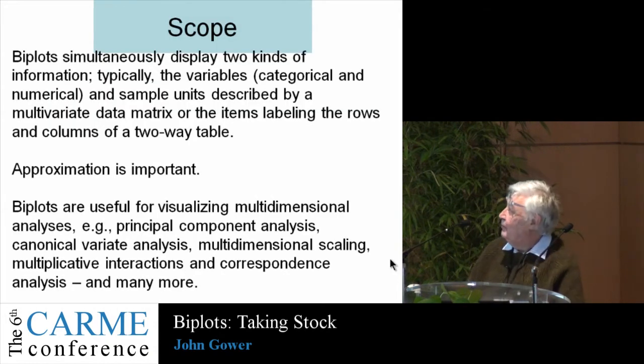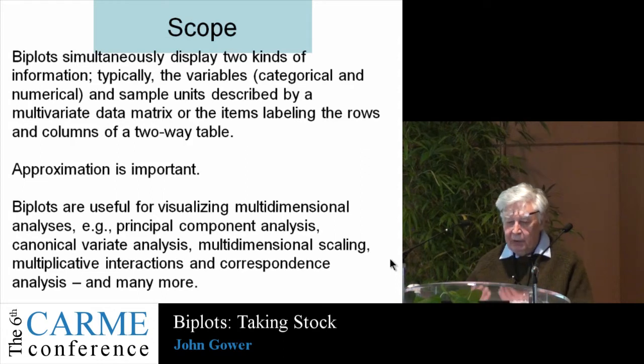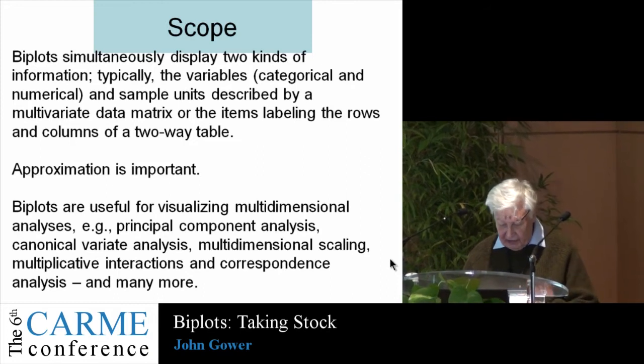I thought I'd better start off with some general comment as to what a biplot is. I'm sure everybody knows, but what this says is that biplots simultaneously display two kinds of information, typically the variables, and these can be either categorical or numerical, and sample units, described by a multivariate data matrix, or the terms labeling the rows and columns of a two-way table. I distinguish very much a data matrix and a two-way table. They're both two-way arrays, but they're different kinds of things. And approximation is very important.